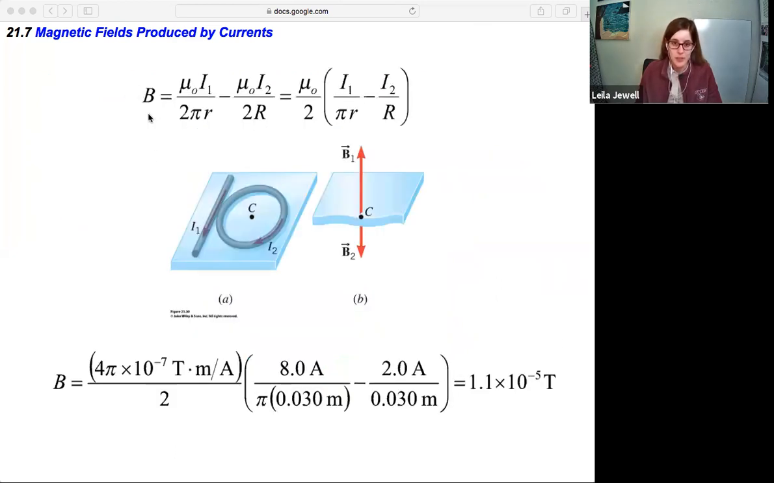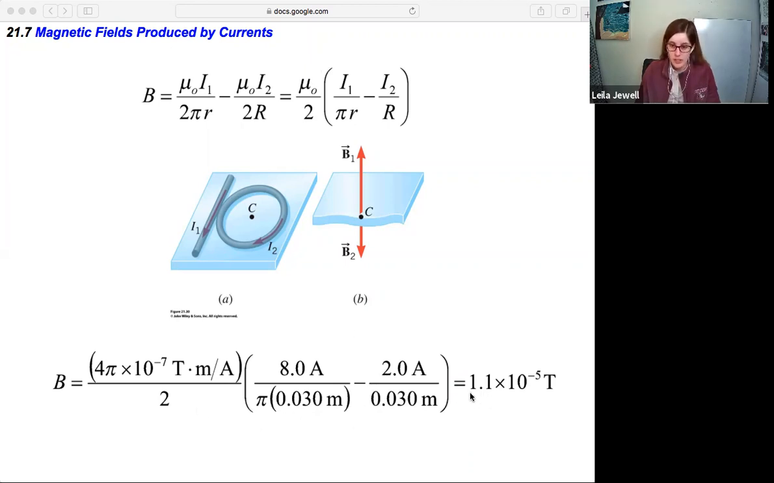Right, so we have the overall magnetic field is equal to B1, which is going up, minus B2 going down, with those equations for the line versus the loop. We could simplify it if we notice both of these have a mu naught and a 2. We could pull that out in front. That's nice because mu naught is a pain to type out, the 4 times pi times 10 to the minus 7, so if you can do it fewer times, that's helpful. And then we just have current 1 divided by pi r minus current 2 divided by r. In this case, because the r's happen to be the same, you could have pulled that out as well.